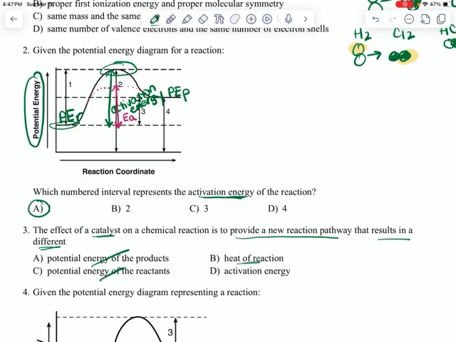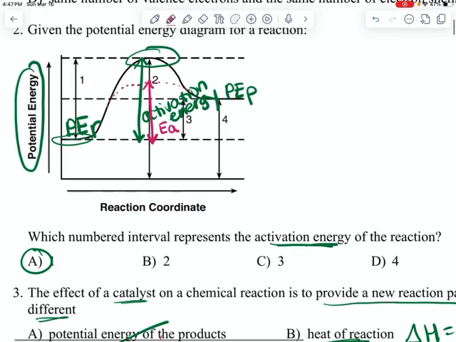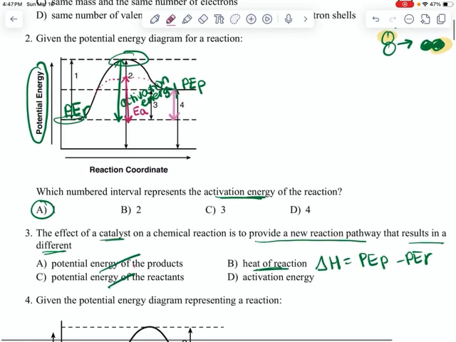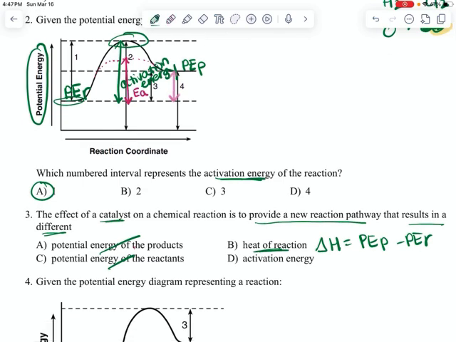The heat of reaction, remember, it's not salt, it's pepper. Delta H equals PE products minus PE reactants. So the heat of reaction would be 3. It would be this, from the PE products, PE reactants. With the catalyst, that does not change. If both of these don't change, then the heat of reaction does not change either. So it's D.